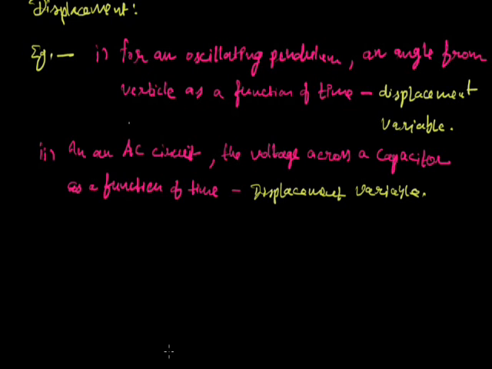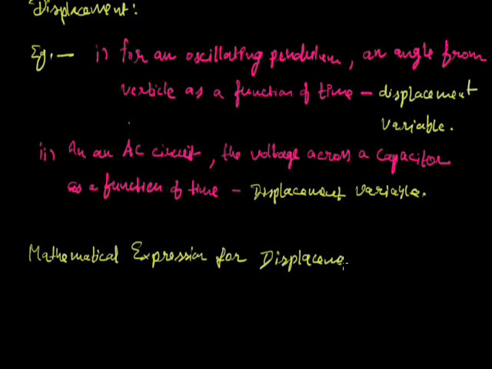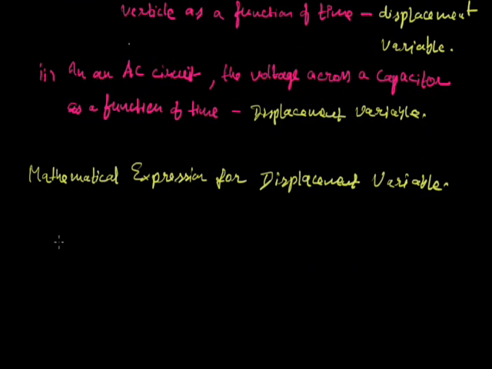Now if we go for a mathematical expression for the displacement concerned with the oscillatory motion, displacement variable, say if a function in time is given as a cos omega t, where a is the amplitude, cos omega t is a time variant function.